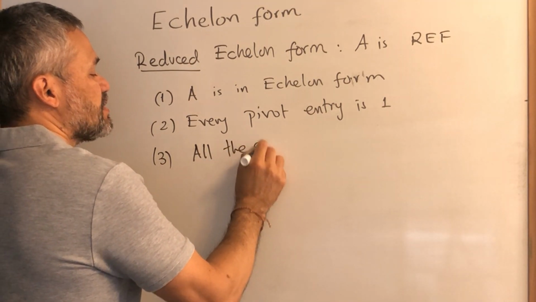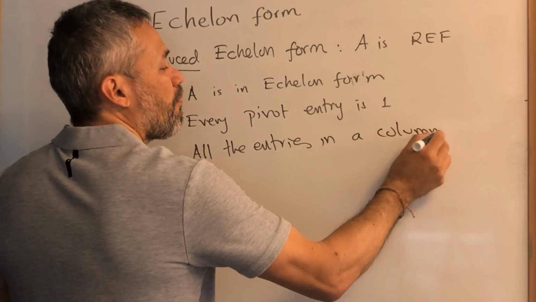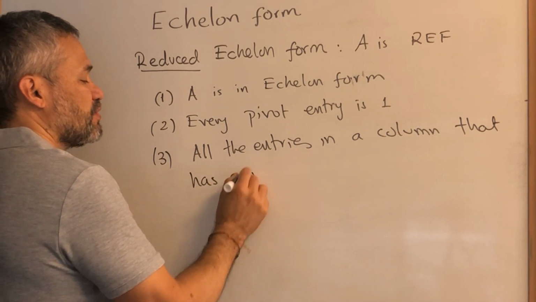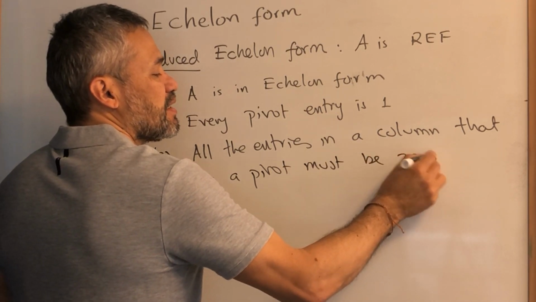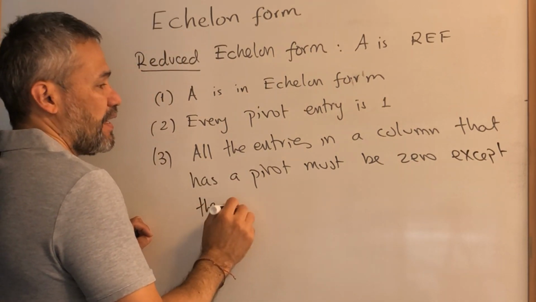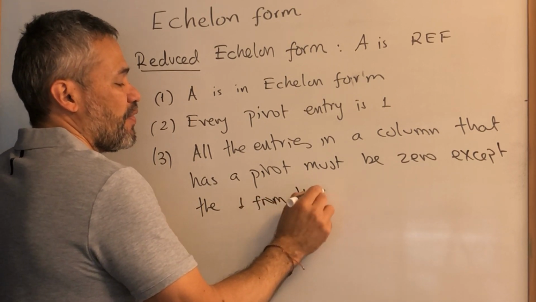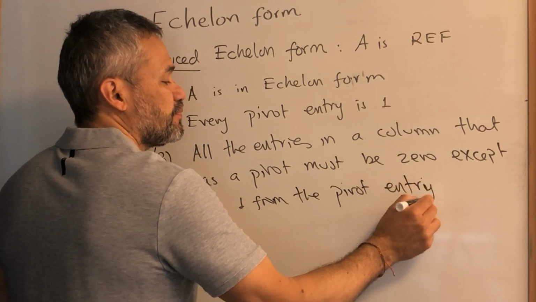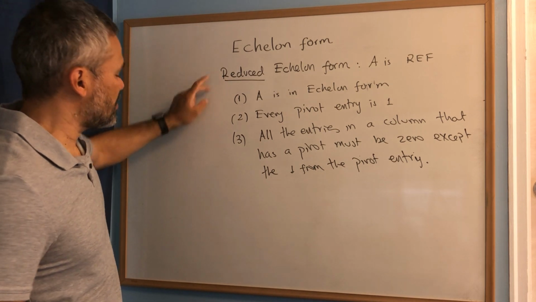And three, all the entries in a column that has a pivot must be 0 except the one from the pivot entry. Then this is what it means to be in reduced echelon form.